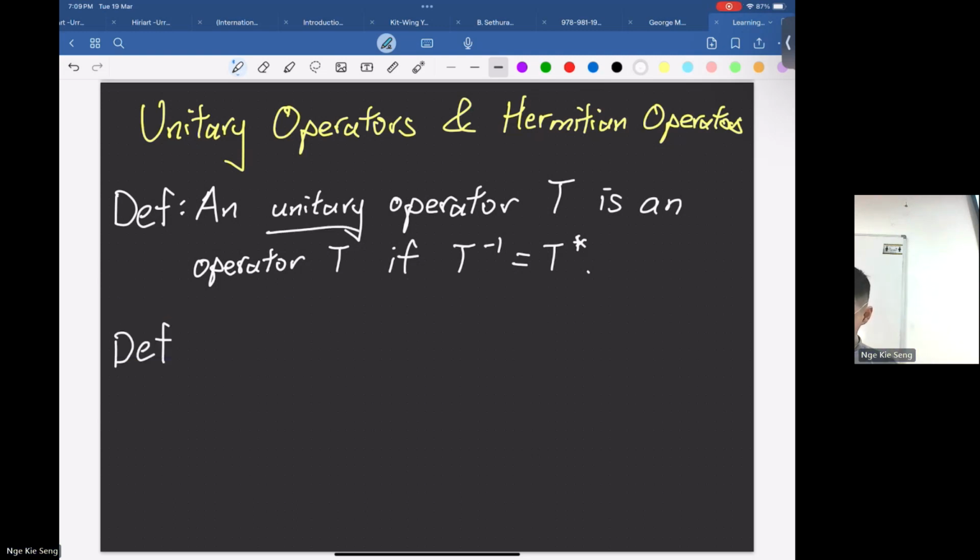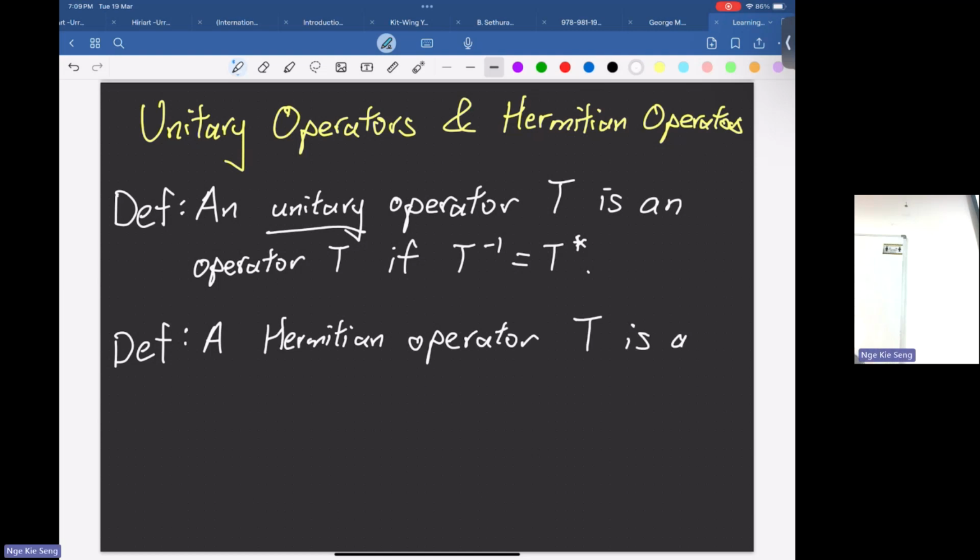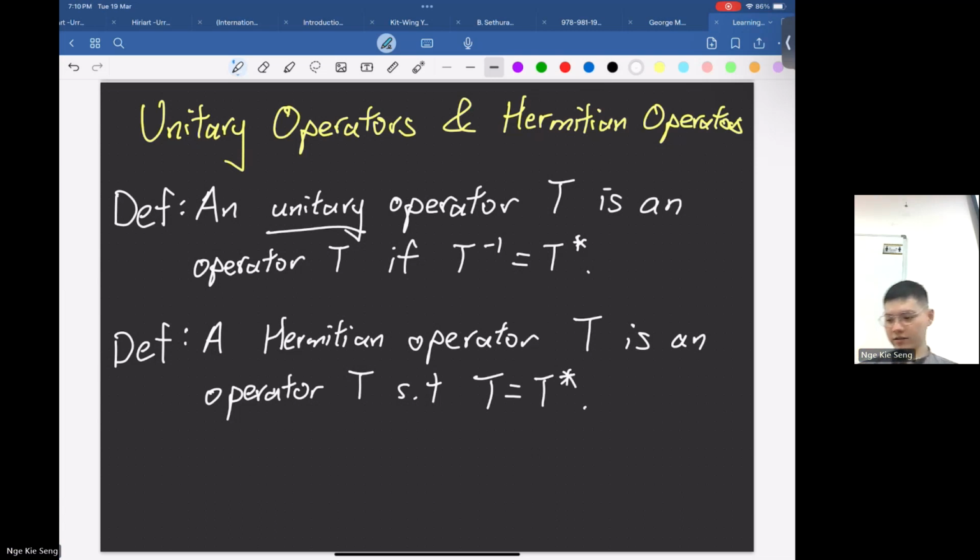Second of all, a Hermitian operator, let's call it T again, is also an operator such that T equals T star. So it is self-adjoint. The other word is a self-adjoint operator.